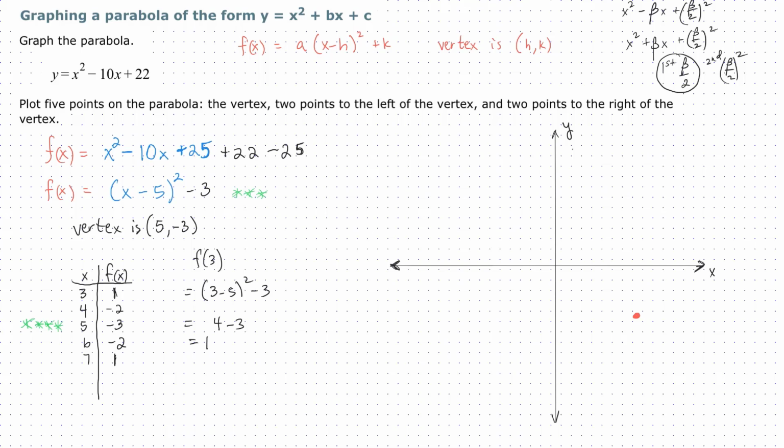1, 2, 3, 4, negative 2. Aha. And then, of course, we have 6, negative 2. And then we have 7, 1. And then we have, what, 3, 1? Yeah, and then we play connect the dots. Draw a U shape opening up. Make sure you put arrows at the end because you do want to match the domain and range of this function as well. Let's circle the graph. And let's circle your labels. And I put my labels in a T-chart.